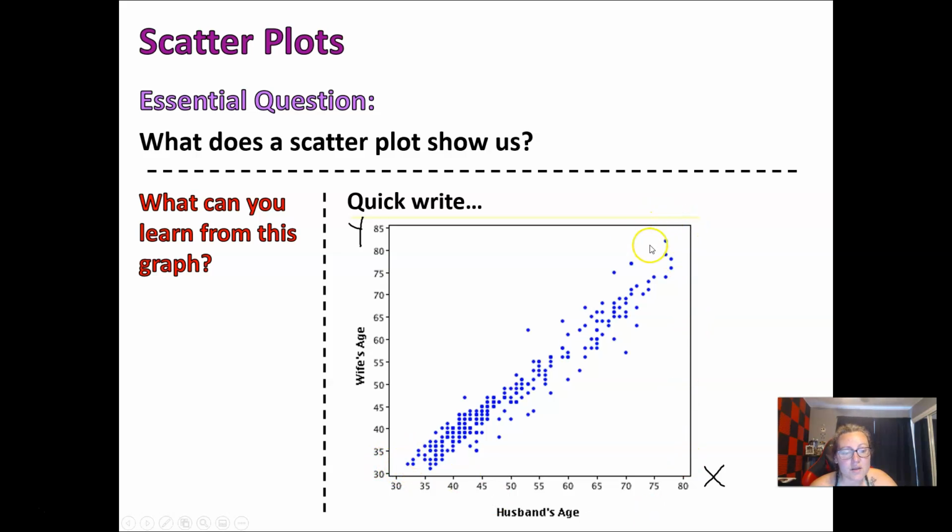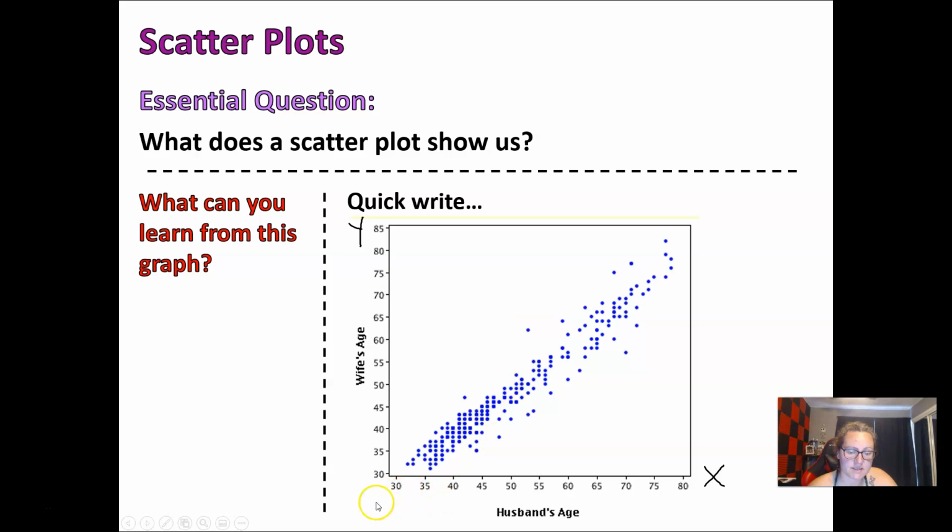All the way over here, this point represents a husband who is probably like 78 or so, and a wife who is like 83, because it's over here. So this point represents a couple. The husband is 78 or so based on where it is on the x-axis, and then the wife is like 83 based on where the point is for the y-axis. So that is a scatter plot.